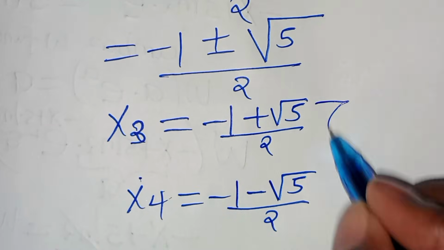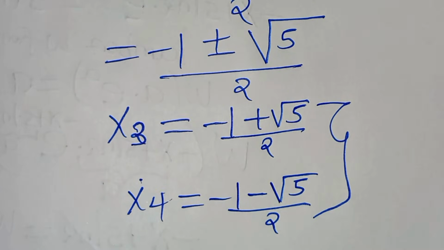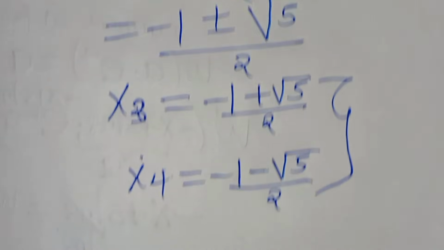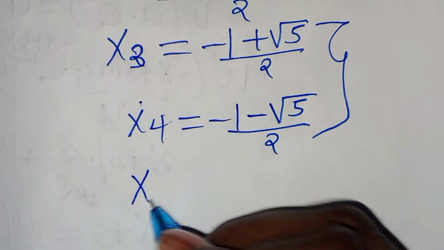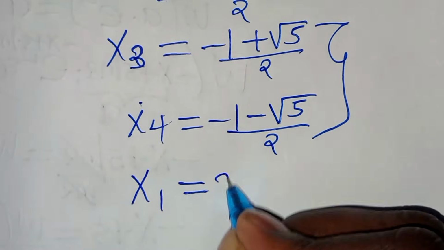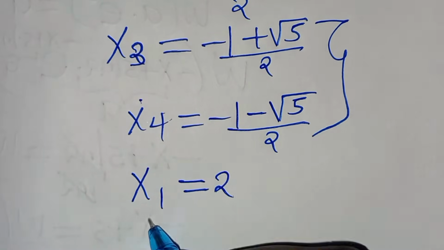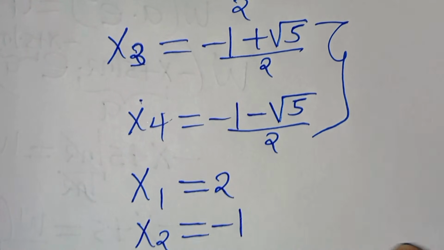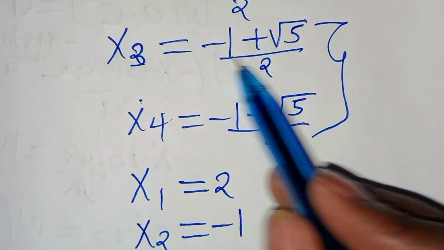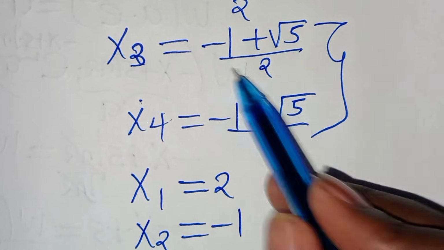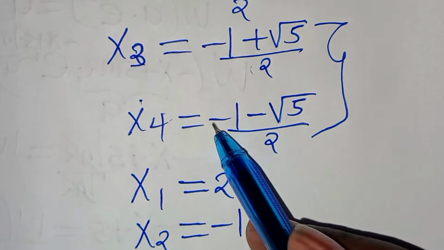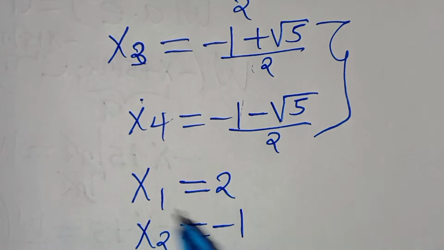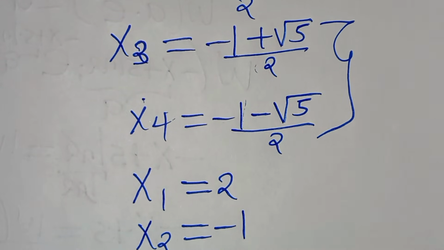So in total, we have 4 solutions to this algebra problem. We have x1, this is equal to 2. We have x2, this is equal to -1. Then we have x3, which is -1 plus square root of 5 divided by 2. And x4 is -1 minus root 5 over 2. So this totals to 4 solutions.